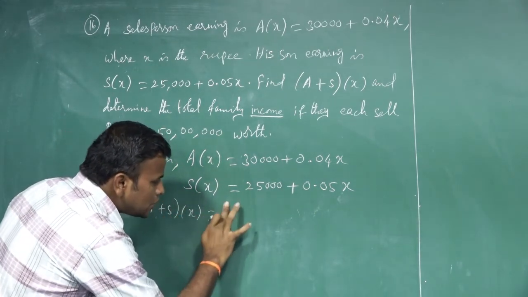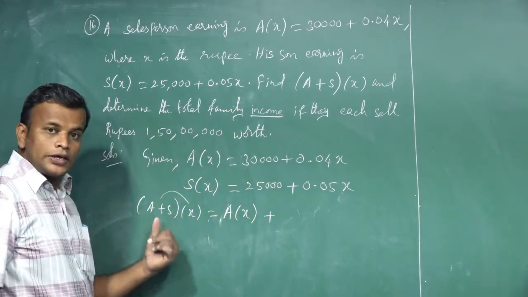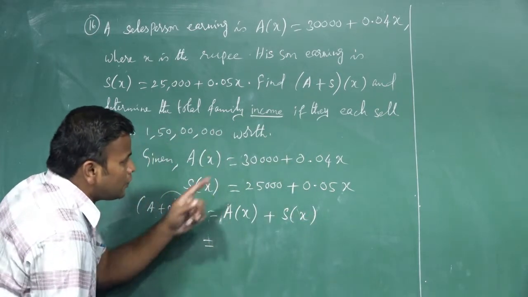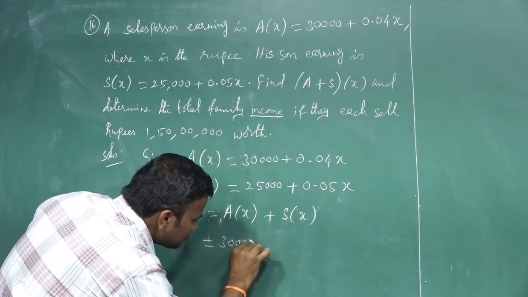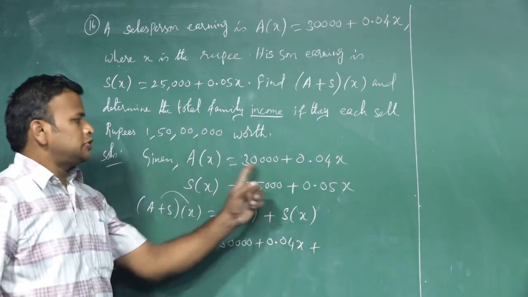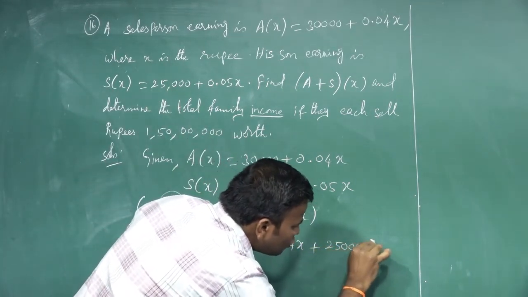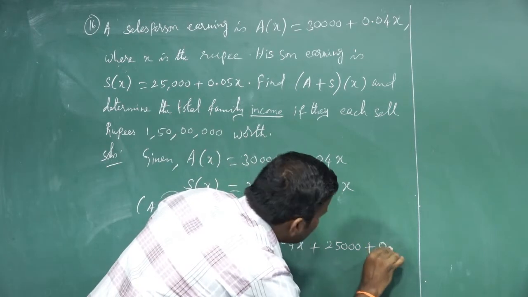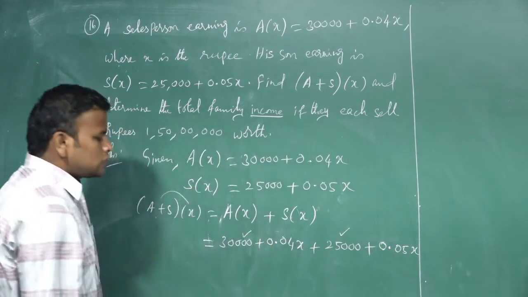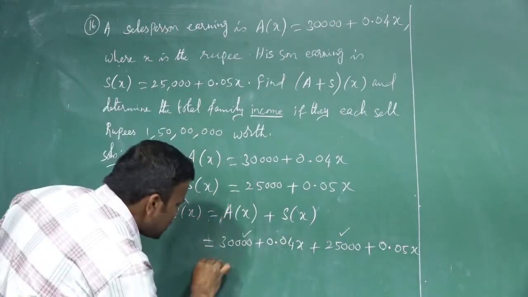We write it is A of X. Okay, we multiply this X inside. A of X plus S of X. A of X is 30,000 plus 0.04 X. A of X is 40,000 plus S of X, 25,000 plus 0.05 X. We add these two. 30,000 plus 25,000, we get 55,000.